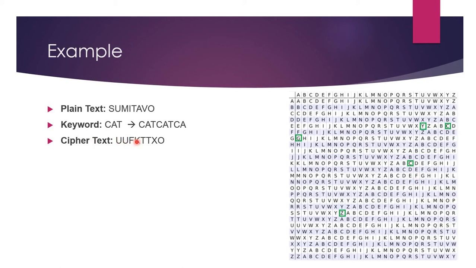So in this way, guys, if you repeat this example, you will find that UUFKTTXO is the Vigenere cipher text corresponding to the plain text Sumitavo. Since this keyword is known by the sender as well as the recipient of the message, the recipient, when he receives this cipher text, can actually decrypt it back to the original text, guys, using this table.